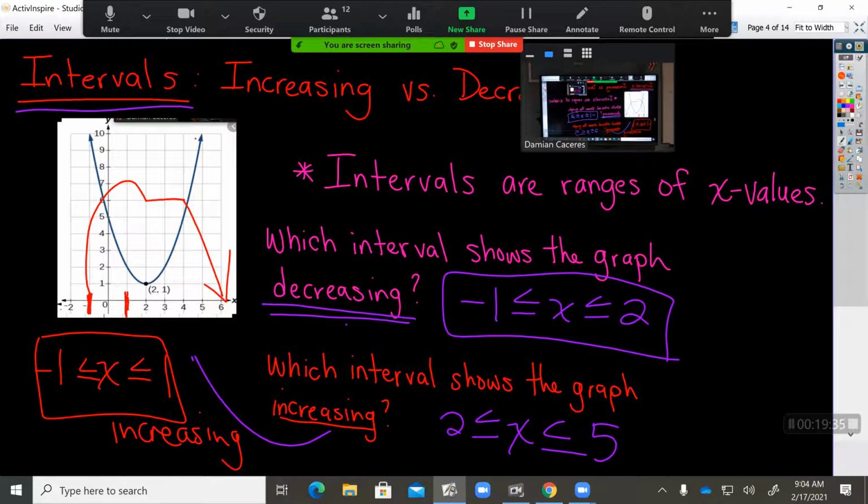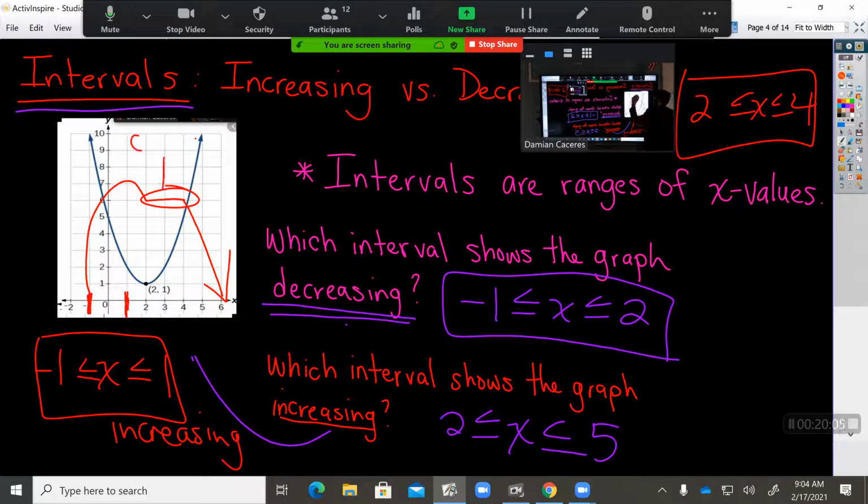You with me? What happens between 2 and 4? It's going what? It's going straight. What does that mean in terms of increasing or decreasing? It stays the same. That means it's not increasing and it's not decreasing. It's staying the same, constant.